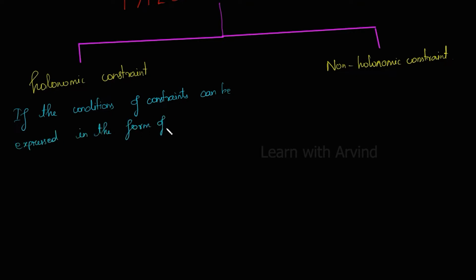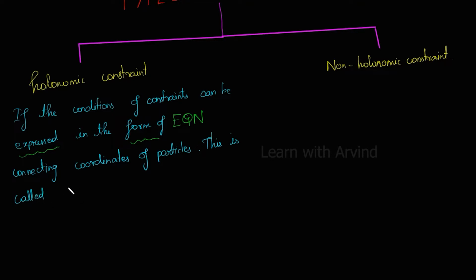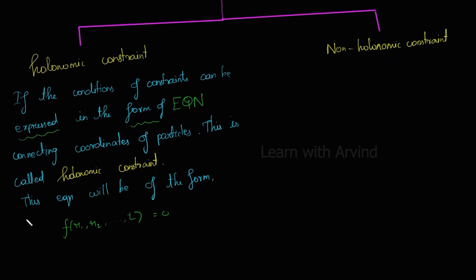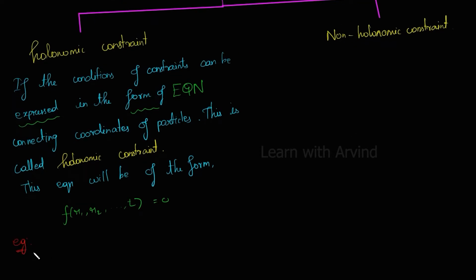If the conditions of a constraint can be expressed in the form of an equation, this equation connects the coordinates of the system. This equation would be of the form f(r1, r2, ..., t) = 0. Mostly a holonomic constraint contains t, which is nothing but time. We already discussed the example for holonomic constraint, which is a particle moving along the circumference of a circle.